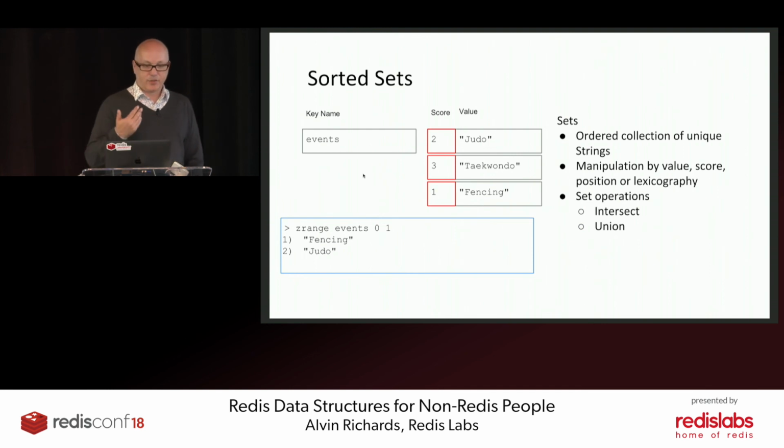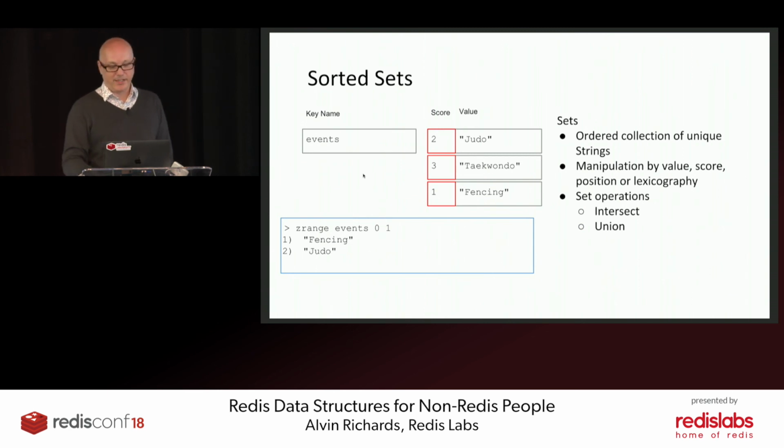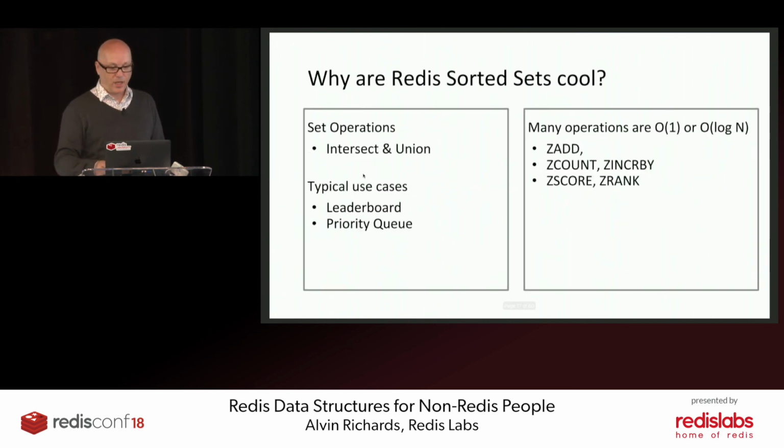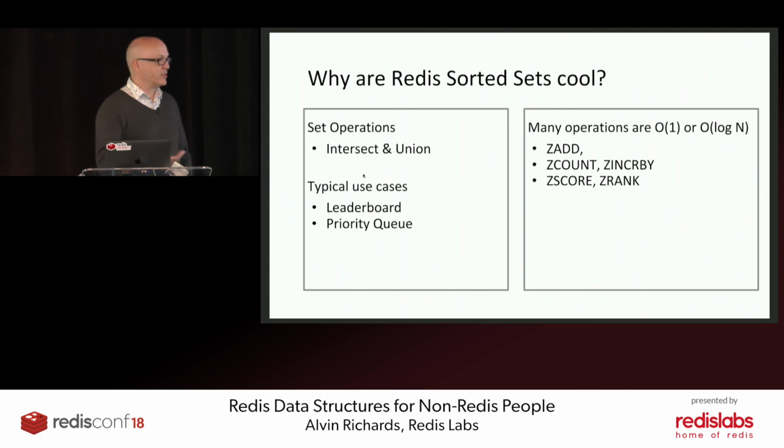Again, sorted sets provide set operations like union and intersect. And you can manipulate these sets through position, by value, by score, and so on and so forth. So they provide a great deal of flexibility. As we said, what are the typical use cases? It's things like leaderboards and a priority queue.